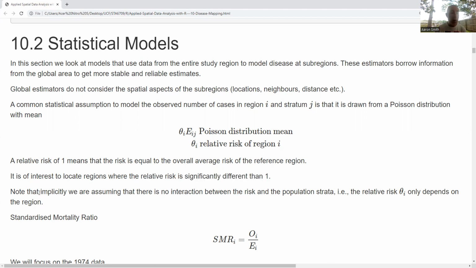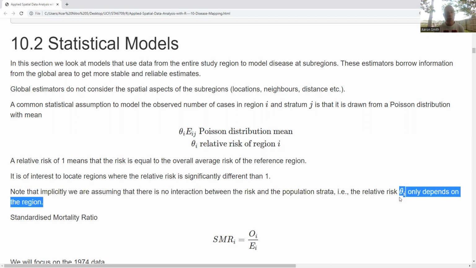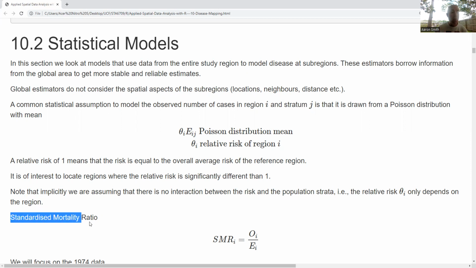Now, something about this format is that implicitly we are assuming that there's no interaction between the risk and the population strata. So the relative risk only depends on region. We, at this point, are not considering subpopulations at all. All right, so a standard calculation in epidemiology is to take the standardized mortality ratio.